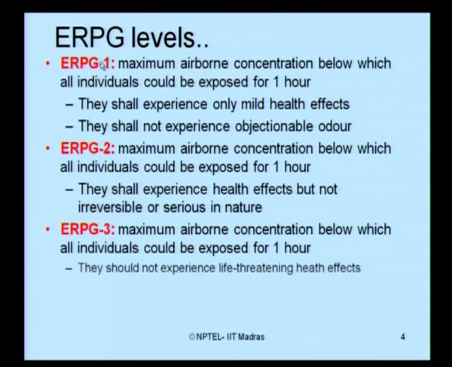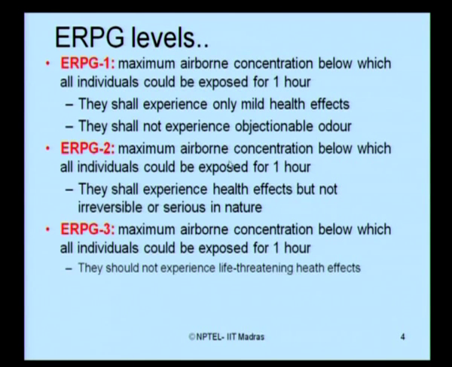Remember, individual means not just the plant operators; any public living around the area of the industry is also considered an individual. All individuals can be exposed for a maximum duration of 1 hour without experiencing even an objectionable odor due to the chemical release, and without any health effects. If at all, they have only very mild health effects, for example eye irritation. If you have any such airborne concentration, then you call that concentration level ERPG level 1.